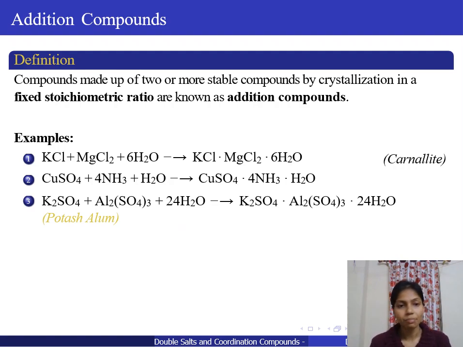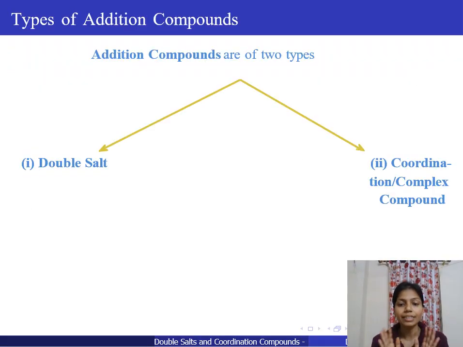So why is it important? These addition compounds are of two types. One is double salt and another is coordination compound. Now we'll understand what is the difference between a double salt and a coordination compound.